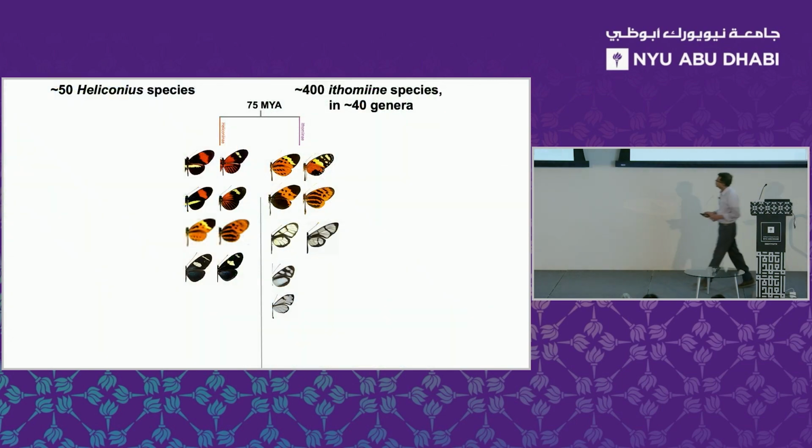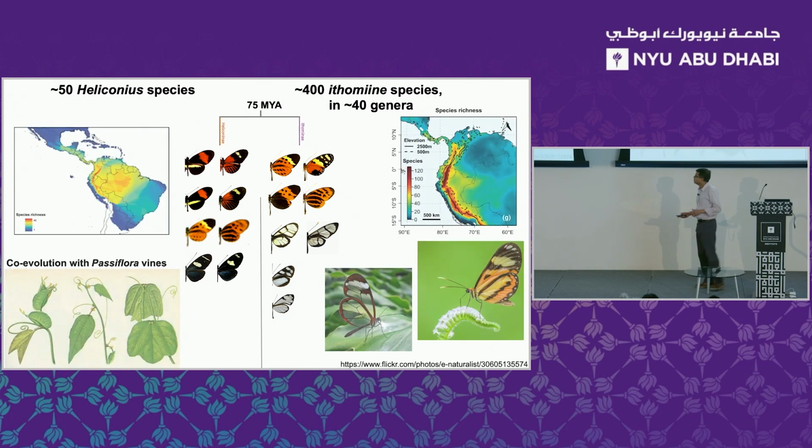So these are the two main groups I'm going to be talking about. Actually, I'm going to be mainly talking about this group over here. Heliconius butterflies, they're predominantly these types of color patterns, black and red and yellow. You get some of them which are these orange tiger patterns. And this is the Ithomiine butterflies, much more diverse. Some of them have these orange color patterns, and a lot of them have these transparent colorations.